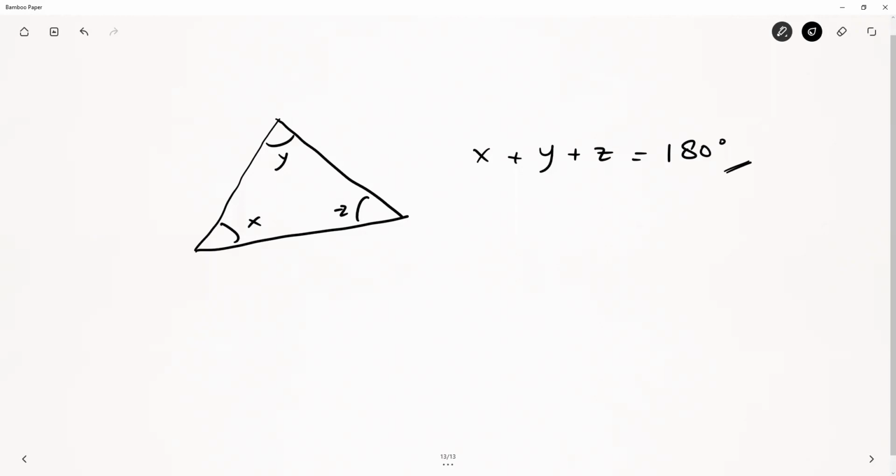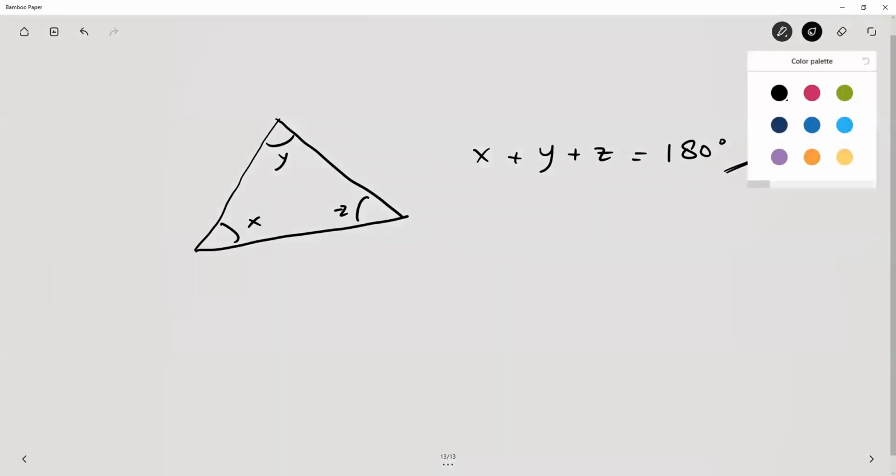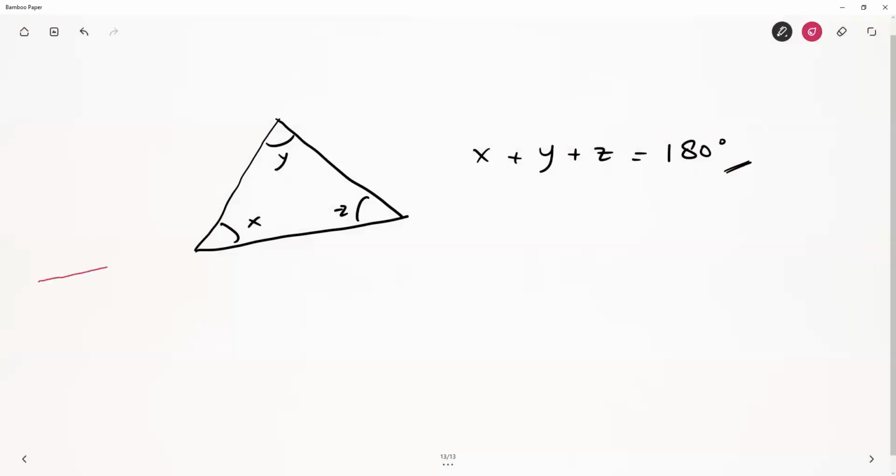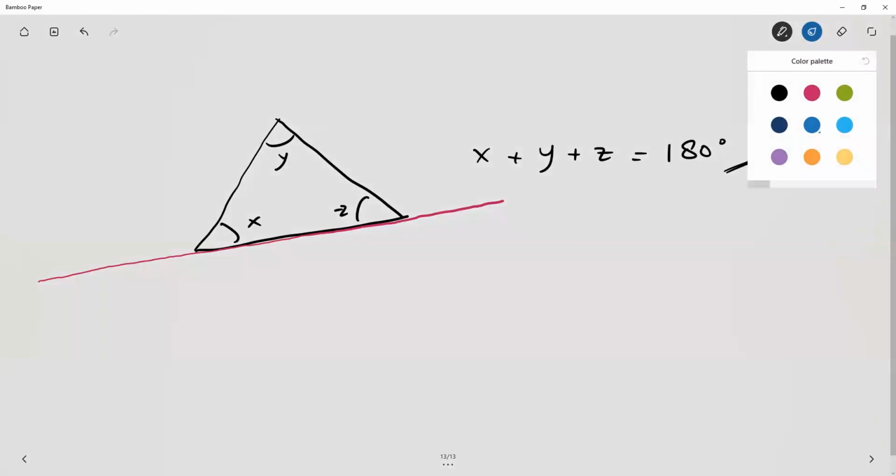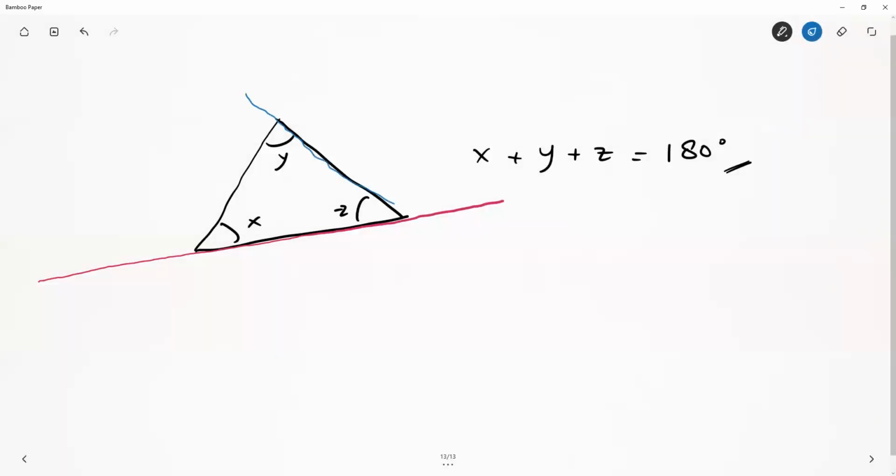Okay, so it's actually not that difficult. We can sketch a straight line. For example, we can have a straight line somewhere here, at the base. Okay, now we'll try to draw parallel lines to this line. So we have another line here passing through this point here. So this line is parallel to that line.